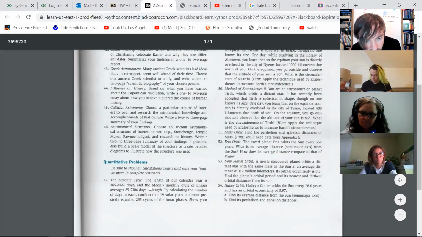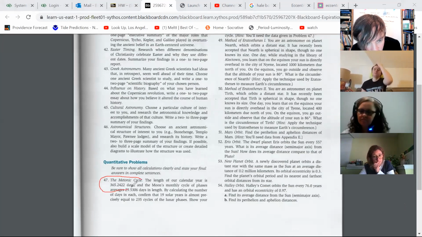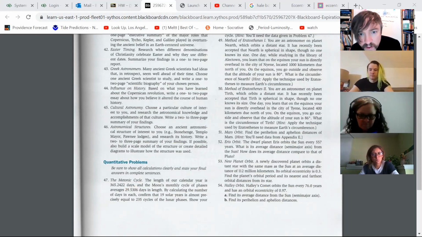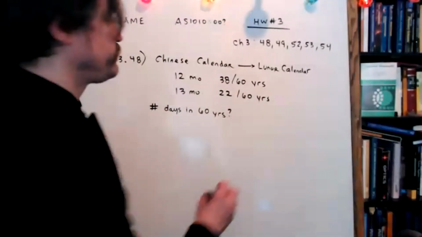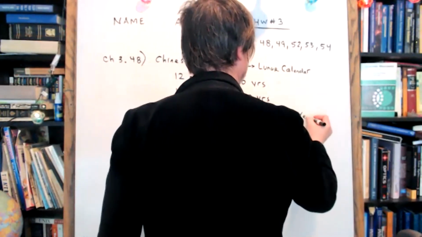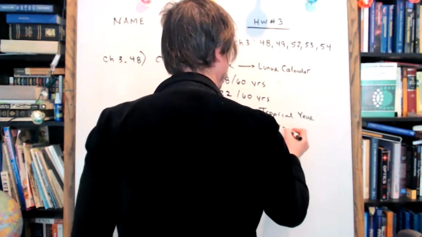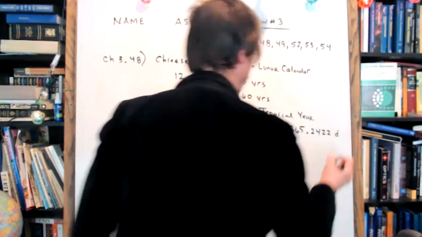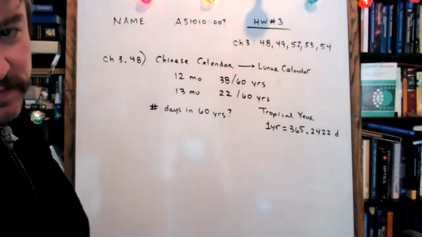So here, the length of our calendar year, if you guys are looking down here, this is a tropical year, 365.2422 days. And the cycle of phases, the synodic period of the moon, is 29.5306 days. So let's get those down. For what's called a tropical year, 1 year is 365.2422 days. I use little d for days.